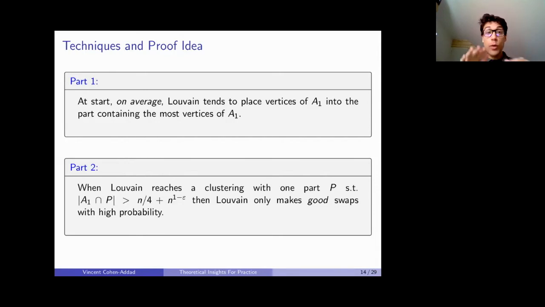The second part says that if you reach a clustering where you have two parts, and one of them contains significantly more vertices of A1 than of A2, then with high probability you will make good swaps, and so you will converge very quickly. There's a threshold phenomenon: at some point, when you have one part that is made of 51% elements of A1, then it's clear what's happening, and Louvain makes only good swaps.